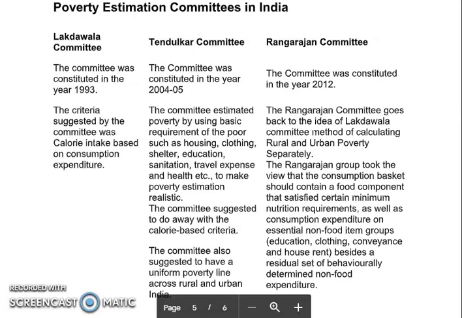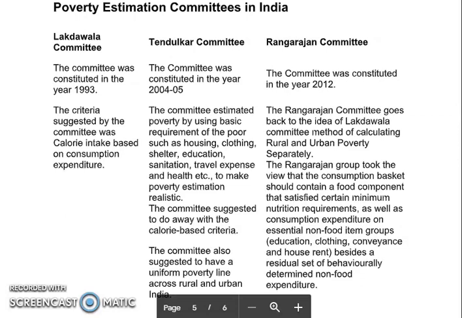The first committee, Lakdawala Committee, was constituted in the year 1993. Calorie intake was taken as the base to estimate poverty. And then the Tendulkar Committee took as the base the lack of housing, lack of clothing, lack of shelter, lack of education, lack of sanitation, lack of amount to travel, and lack of facility to access health. These are the basic requirements of the poor. If they are not satisfied, they were considered as poor. To make the poverty estimation realistic, these are the factors we have to consider.